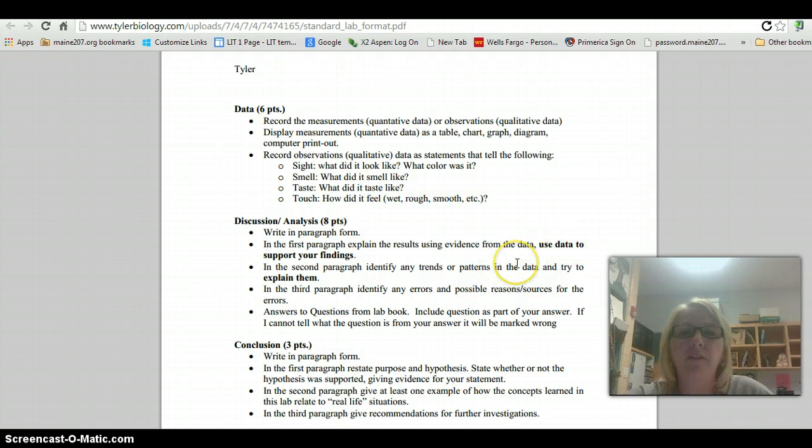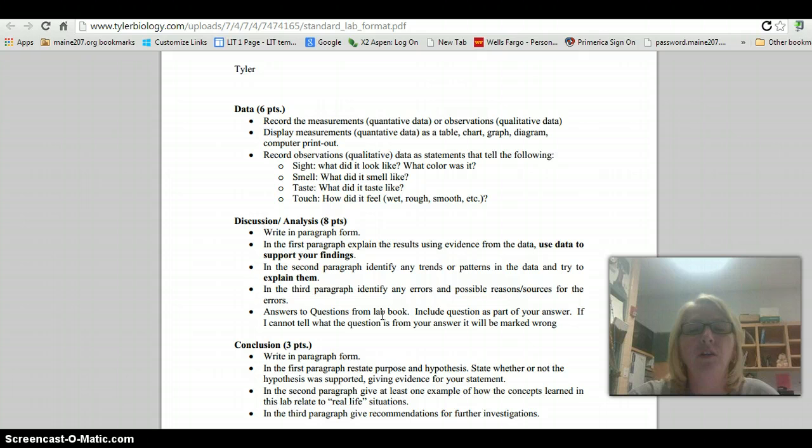In the second paragraph, you're going to identify trends and explain why you think that is true. The third paragraph identifies errors and reasons or sources for the error. And then the next part is the answers to the questions for the lab book.